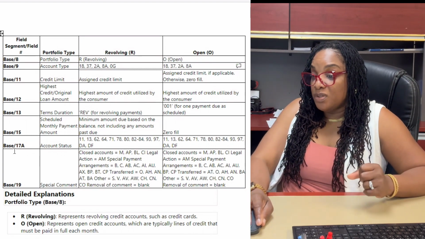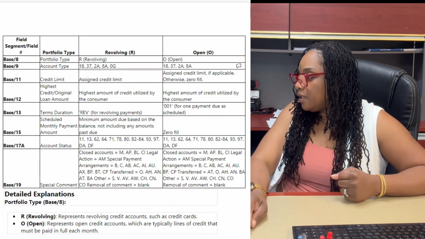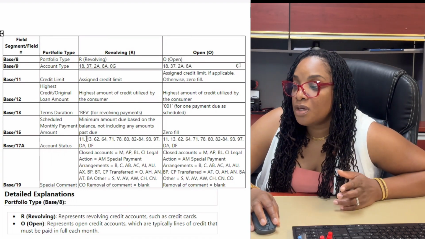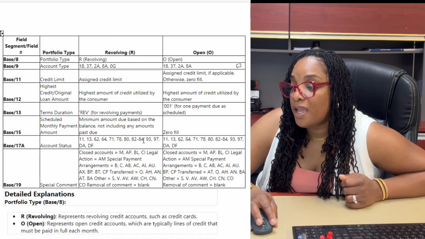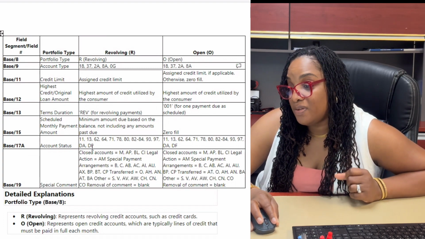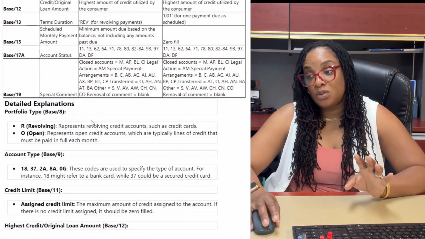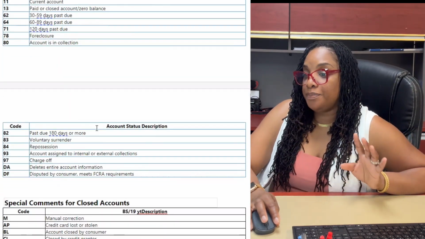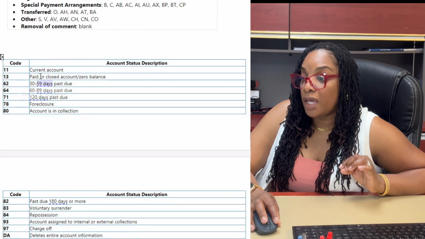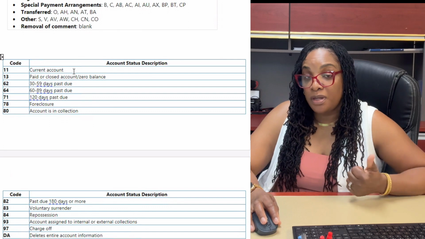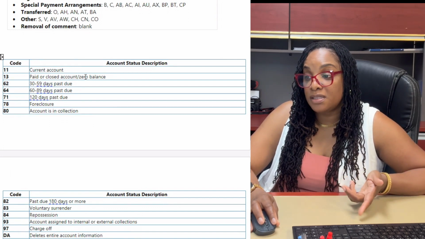So base segment field 17A, account status. This is a good one here. For account status, you have codes 11, 13, 62, 64, 71, 78, 80, 82, 84, 93, 97, DA, and DF. I want to break down what those codes mean. So 11 means current account. 13 means paid or closed account, zero balance.